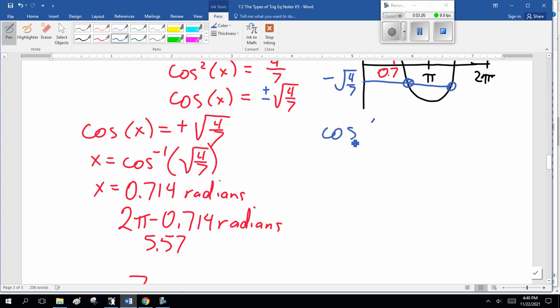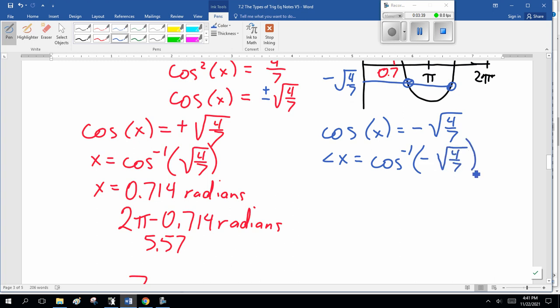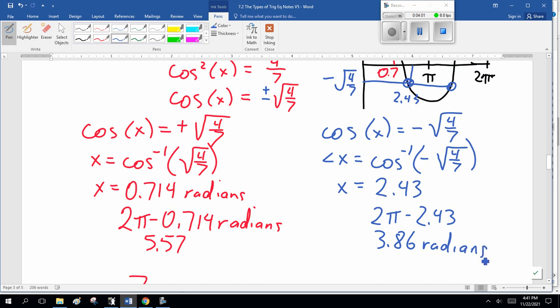Now, cos of x equals minus the square root of 4 over 7. When I did that, I got 2.43 radians. And the next one will be 2 pi minus 2.43 radians, which I got about 3.86. So notice with the plus and minus, all of a sudden we have the positive and the negative roots. We got 4 answers. Be careful of that, okay?